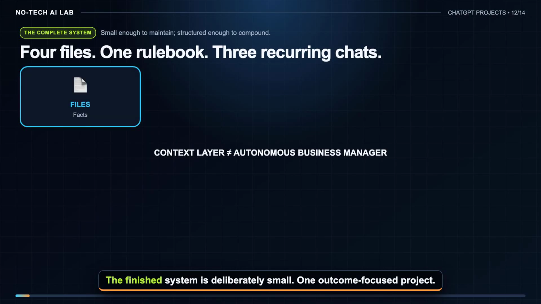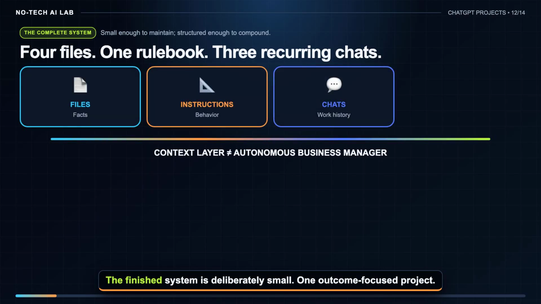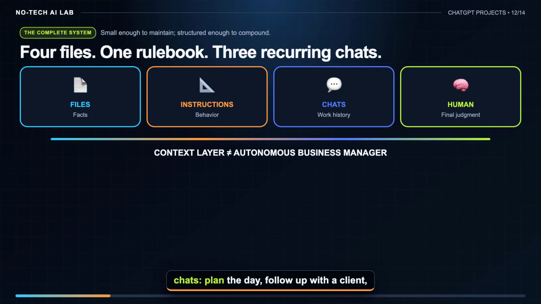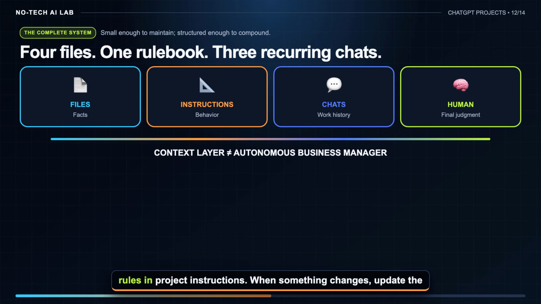The finished system is deliberately small. 1 outcome-focused project. 4 source of truth files. 1 instruction block. 3 separate recurring chats. Plan the day, follow up with a client, and test an offer. Keep the facts in files, keep the work history in chats, and keep behavioral rules in project instructions. When something changes, update the source, not every old conversation.